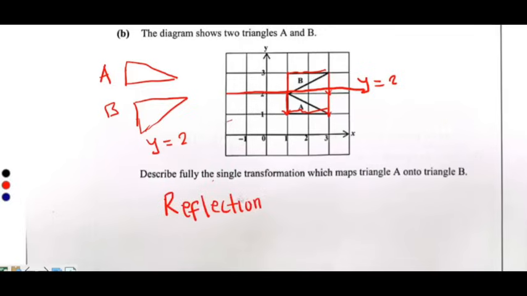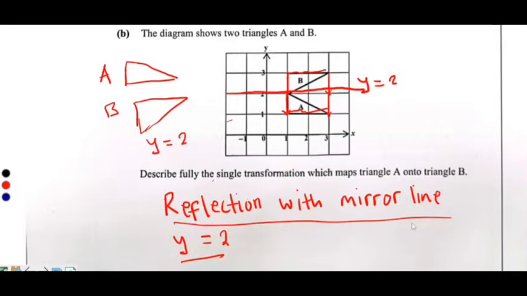This is refraction with a mirror line. With mirror line y is equal to what? 2. So this is your answer. You have described fully this transformation.